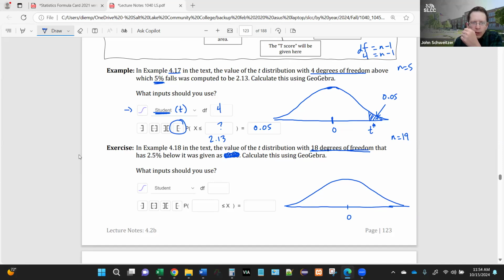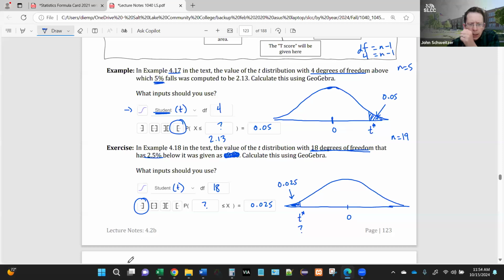So let's see, we want to go out in the distribution such that we only have 2.5% below. Okay, so I'm going to come down here. I'm going to say, oh, that looks like about 2.5% to me. So that's 0.025. And then our t-score will be this value here. Okay, so how many degrees of freedom? Well, there's 18. So we go to the student t-distribution. And then we want to have less than, and we want to have about 2.5% below that. Okay, so the value we're looking for will be here.